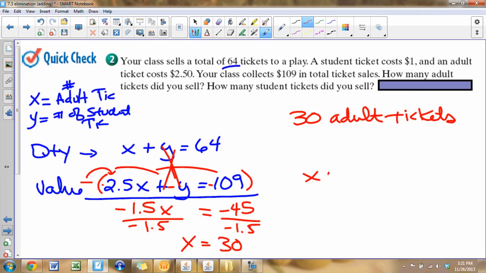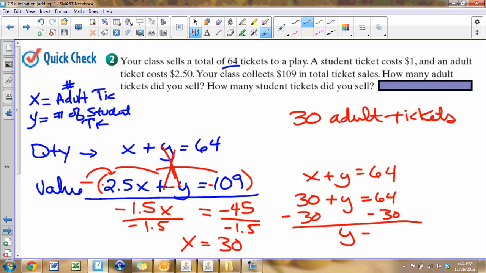And x plus y equals 64. So x was 30 plus y equals 64. So minus 30 and minus 30. Y equals 34. So 34 student tickets. And that is elimination by addition and subtraction.